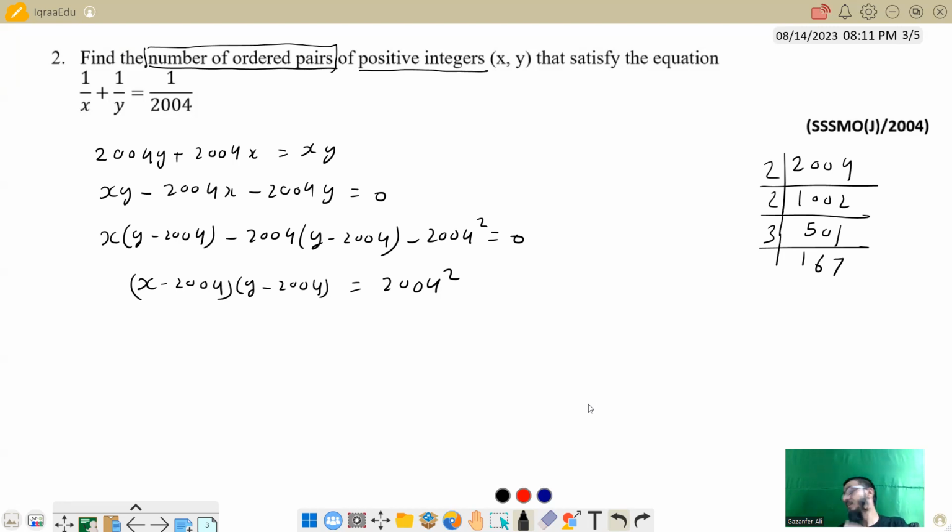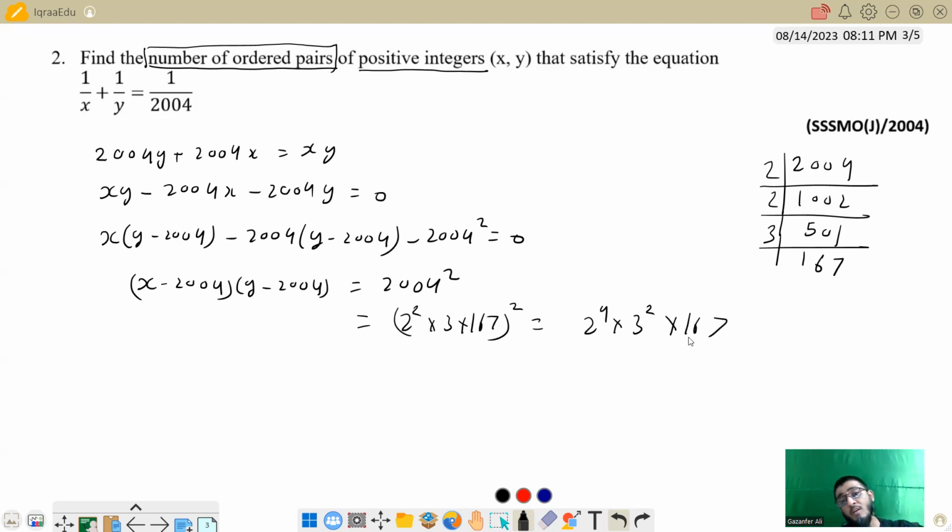Is 167 a prime number? You just divide it. 7 not divisible, 3 not divisible, 5 not divisible, 11 not, 13 not. Done, so this is a prime number. So this is 2 square into 3 into 167. So this is 2 to the power 4 into 3 square into 167.